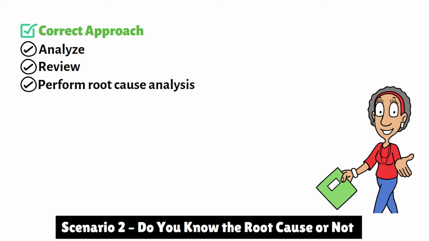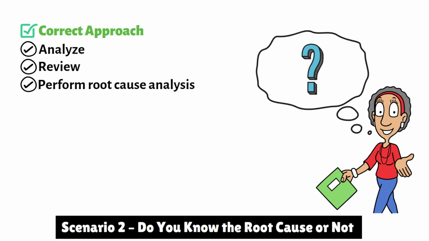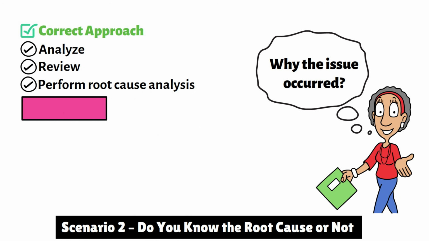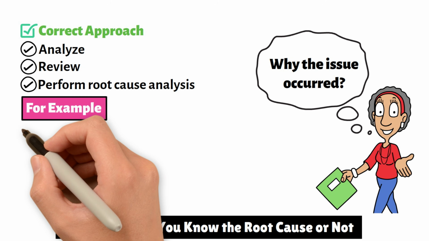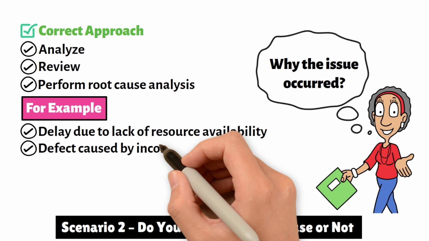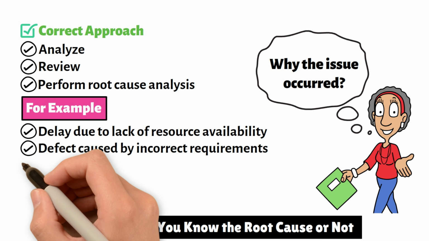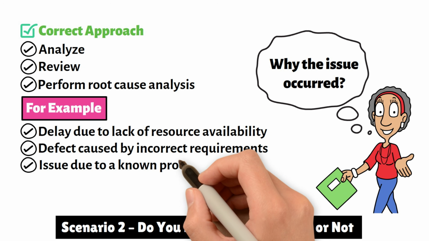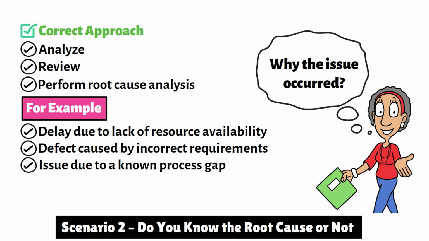Now, let's shift to the next case. If the question clearly states why the issue occurred, then the situation changes. For example, the delay was caused by lack of resource availability. The defect occurred due to incorrect requirements. The issue was caused by a known process gap. Now the root cause is already identified. There is no need to analyze again. The correct step is to implement corrective action.